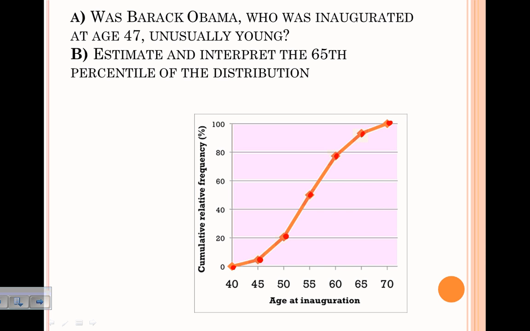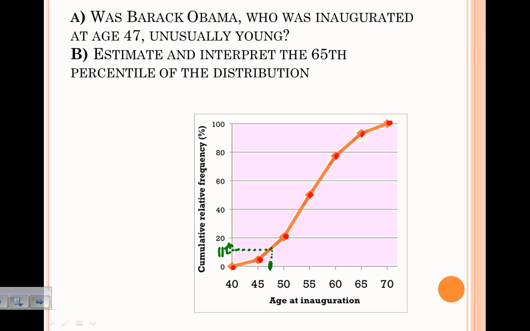And just kind of make a little curve through them. So this is your cumulative relative frequency chart going on. So it says, was Barack Obama, who was inaugurated at the age of 47, unusually young? So let's see. 47 would fall about right, 45, 46, 47-ish, right? So was he pretty young? I would say so. It looks like he was around the 10th, 11th percentile from here. So that means only 11% were below him.